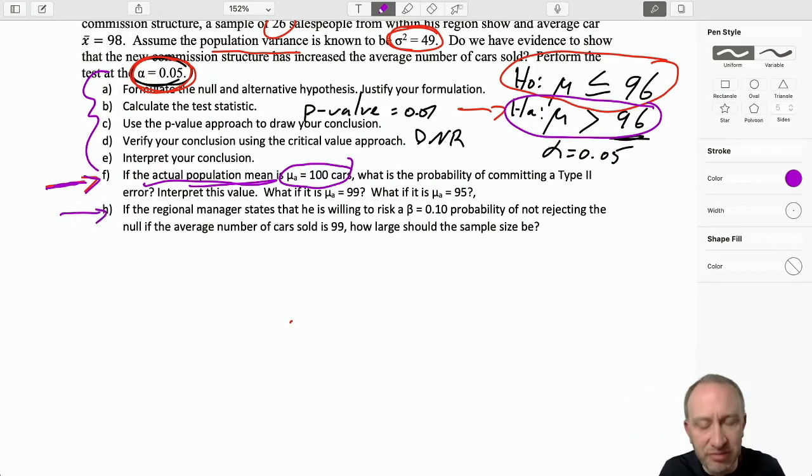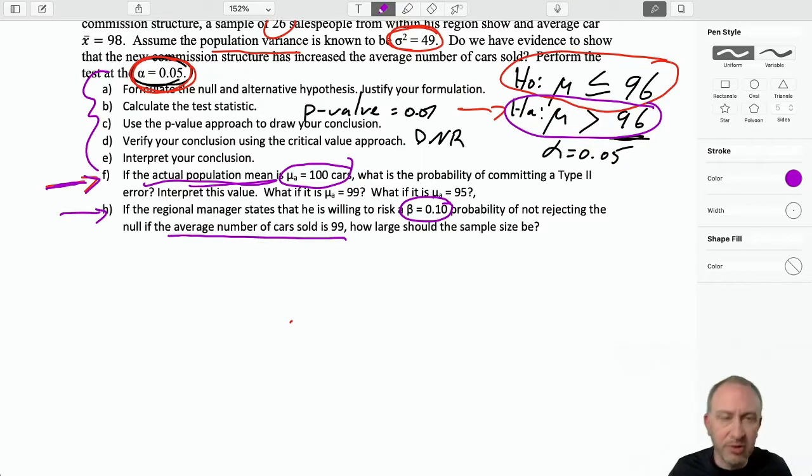The manager is willing to risk a 10% probability of accepting the null hypothesis, in other words, believing that the incentive program was ineffective, even if the actual number of cars sold increased to 99. So if that incentive program was effective, but it increased car sales by just 3, from 96 to 99, the manager is willing to accept a 10% chance of not recognizing that small increase. Small, 3 cars. Okay? So this is how the question must be framed.